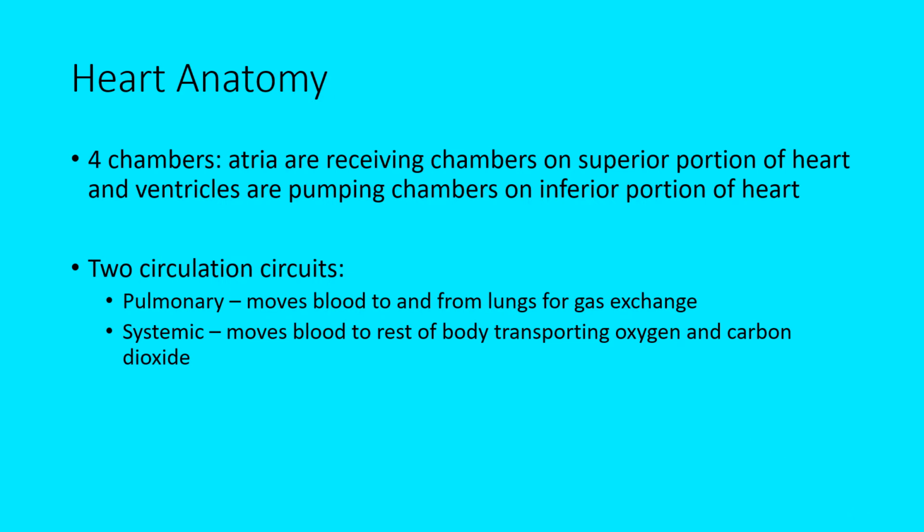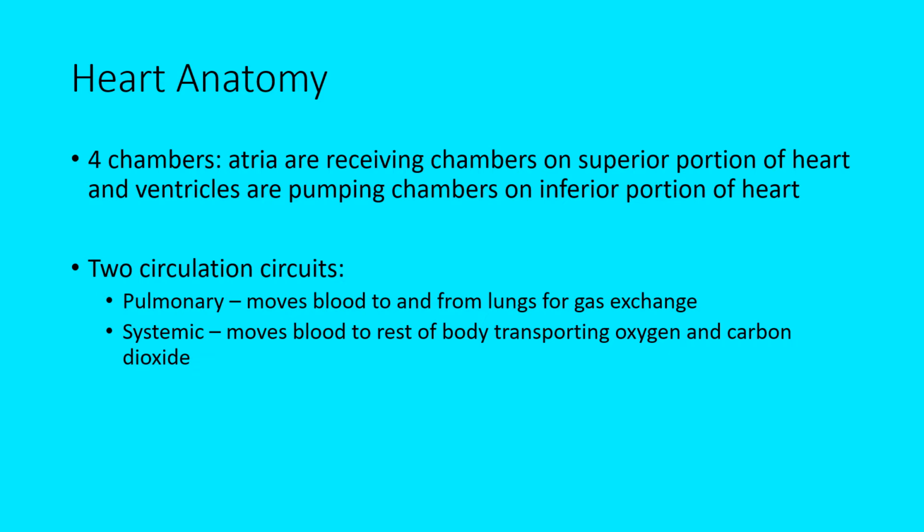There are 4 chambers to the heart. There are 2 atriums and 2 ventricles. And then we also divide it by the left side and the right side. The atriums are the smaller of the chambers. They're on the superior portions, on the top portion. They're the receiving chambers for the heart. The ventricles tend to be a little bit larger than the atrium, and they're the pumping chambers.